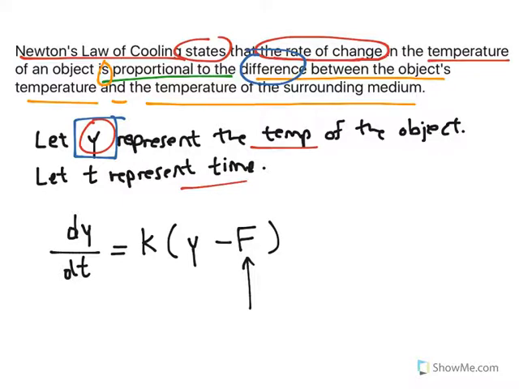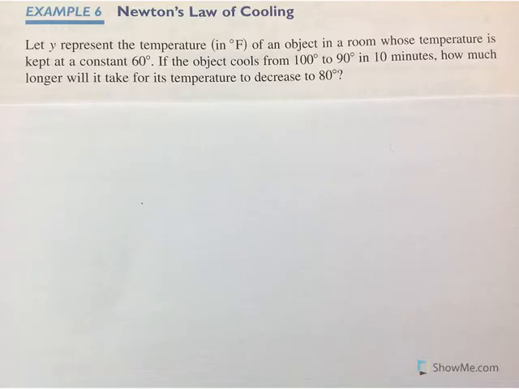So let's look at a particular problem. Let y represent the temperature, and for this particular problem, the units for the temperature are degrees Fahrenheit, of an object in a room whose temperature is kept at a constant 60 degrees Fahrenheit. So that's the temperature of the surrounding medium. I used F in my general differential equation for Newton's law of cooling. So F would be 60 in this problem.